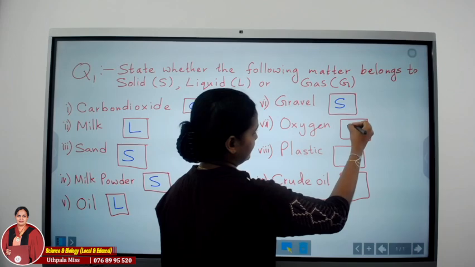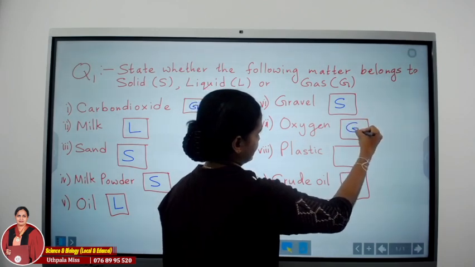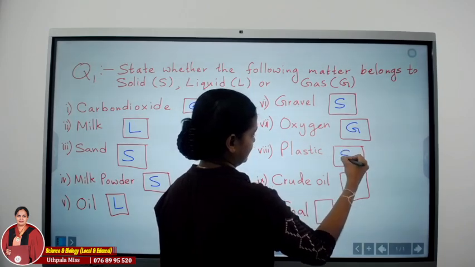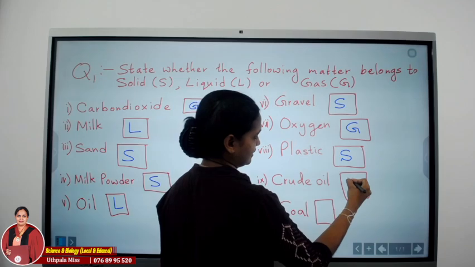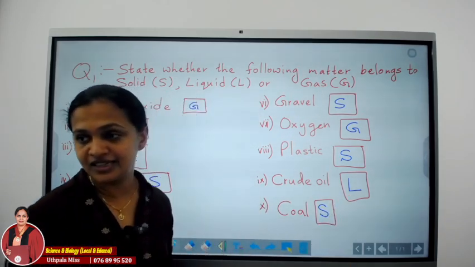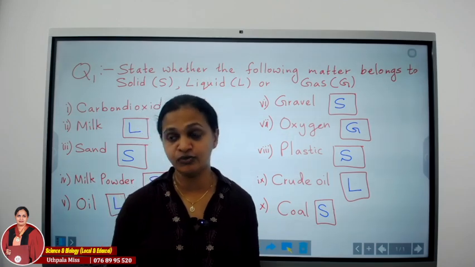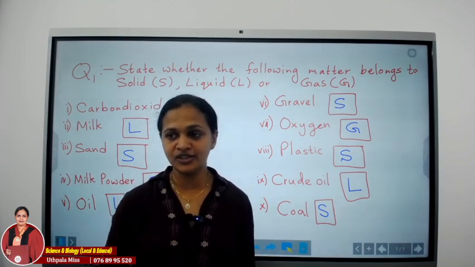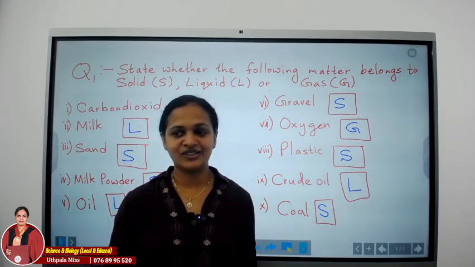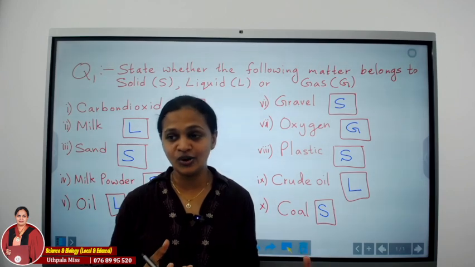Right. Oxygen? Gas. Plastic? Solid. Crude oil? Liquid. Coal? Solid. Coal is in solid state. Coal is used as a fuel. You may have heard about the steam engines which were used earlier, right? So in those they used coal as the fuel.